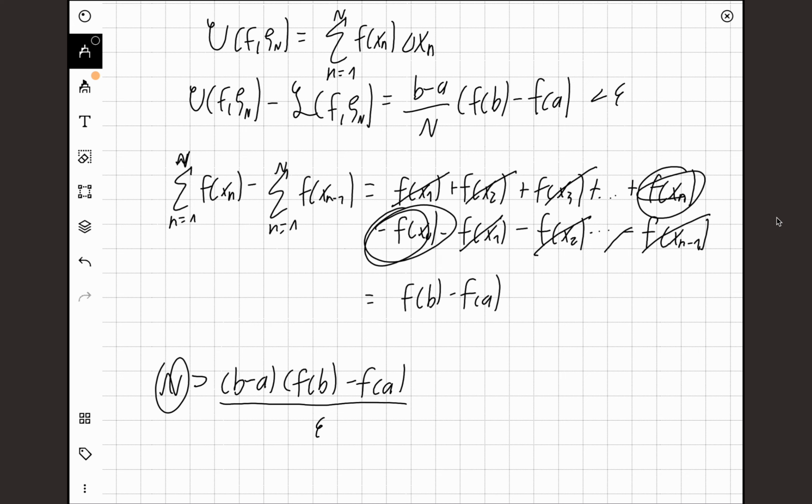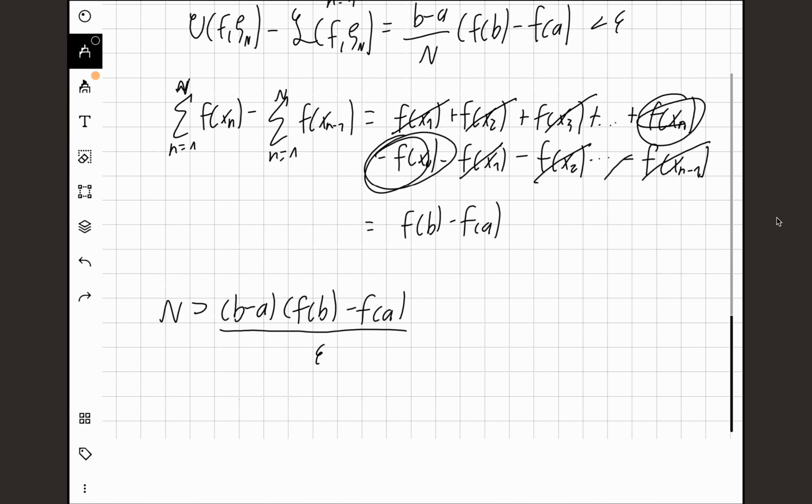But again, n is just any natural number, and natural numbers can go up to infinity. So no matter how big this number is, we can always choose a natural number n such that it's bigger than this number over here. That is a property of the natural numbers. Whatever number you have, you can always find a natural number that is bigger than that number.